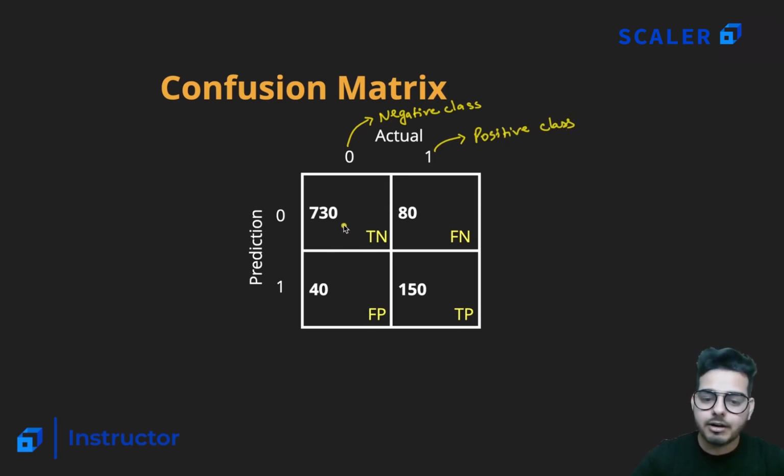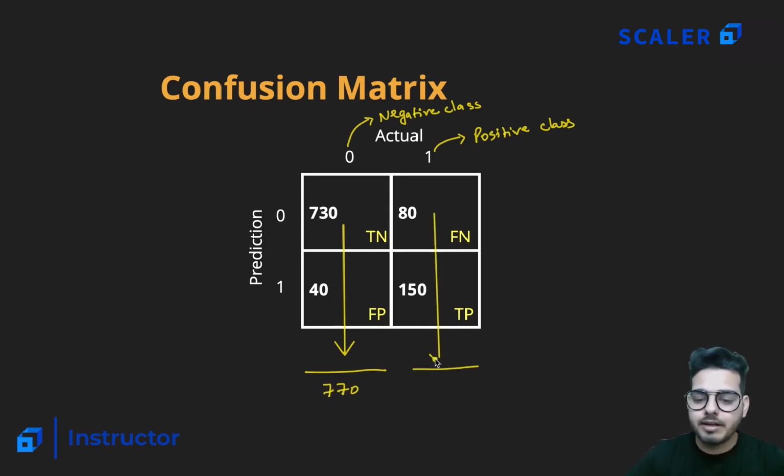If you sum across this column, you get 730 plus 40, that is 770, and if you sum across this column, it is 80 plus 150, that is 230. So in actual there were 770 negative people, as in they did not leave, and in actual there were 230 positive people. So this is the total negative in the actual data, and this is the total positive in the actual data.